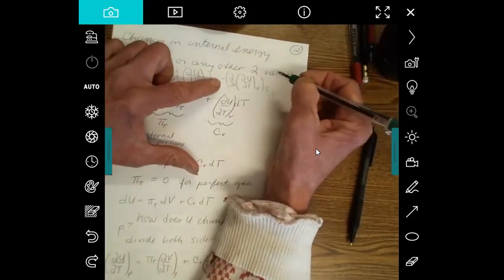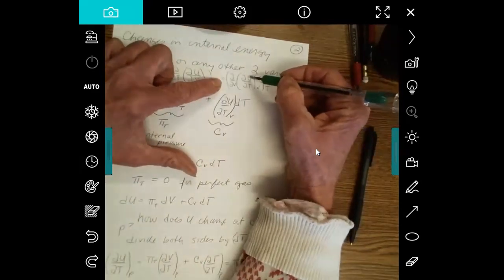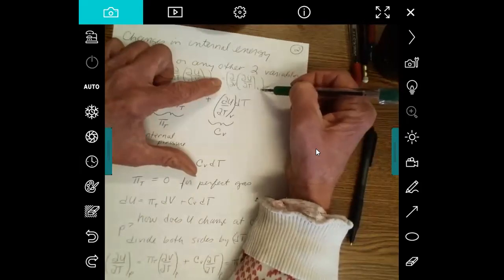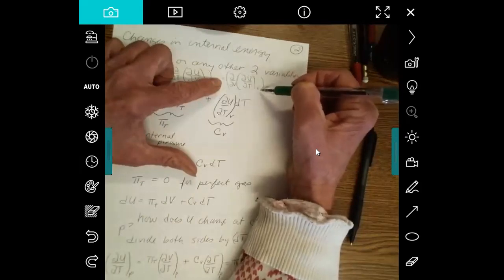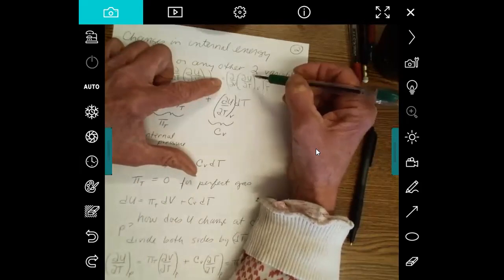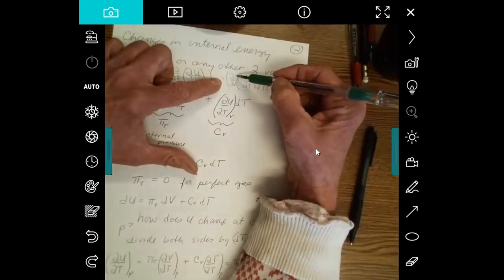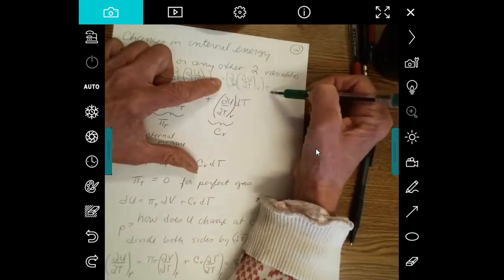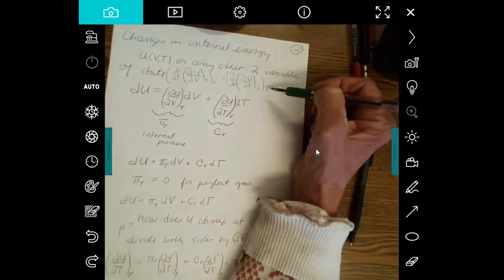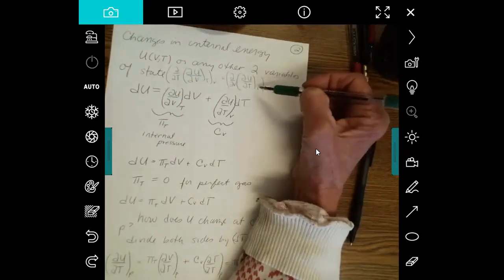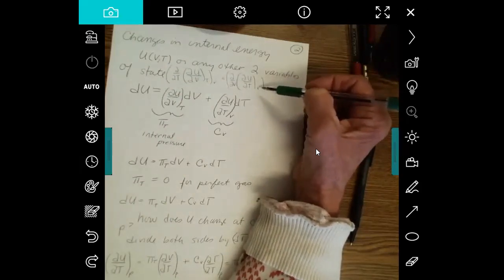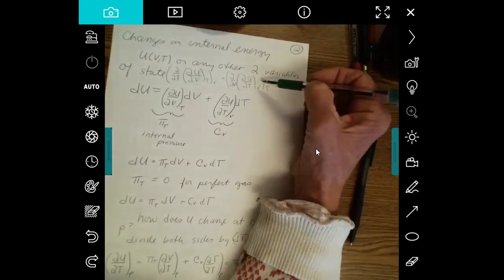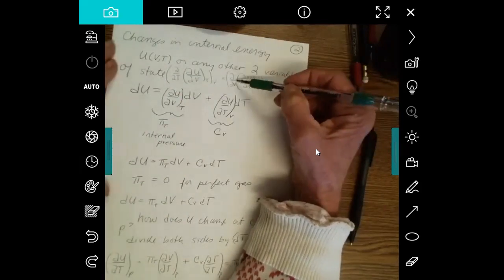On the right-hand side, what I'm showing is that I take the partial with respect to T holding volume constant. That's the first step in changing internal energy. And then my second step is to change the volume holding temperature constant. So that's just one path from an initial T, V to a final T, V. So change temperature first, then volume.